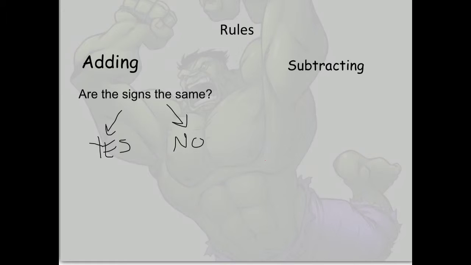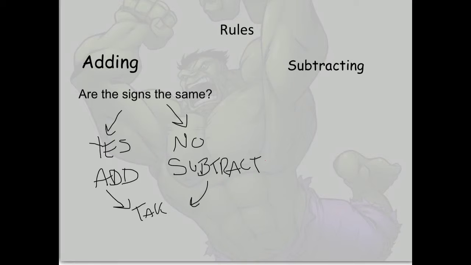If the answer is yes, the signs of the 2 numbers we're adding are the same, then we add. If the signs are not the same, then we subtract. And in both situations, we take the sign of the bigger number, but really what we're talking about is the bigger absolute value. So we ignore the signs to determine which one is bigger, and then once we figure out which one is bigger, you take the sign of that for your final answer.